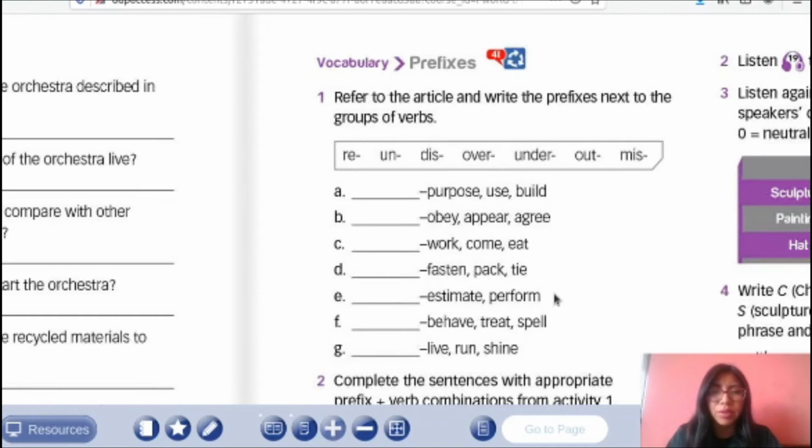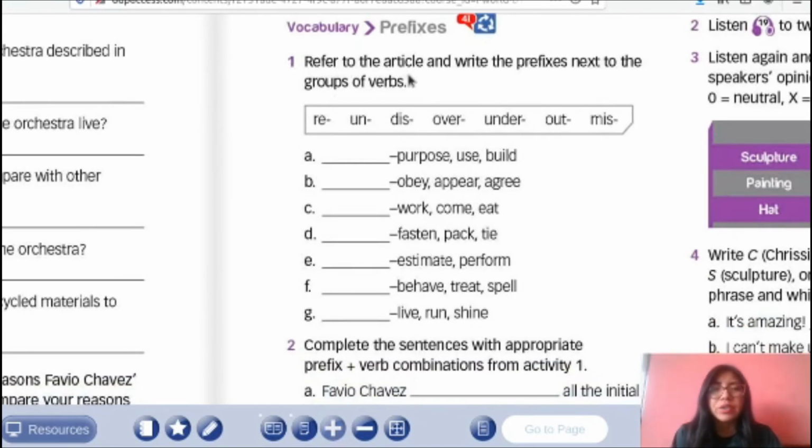It says, refer to the article and write the prefixes next to the groups of verbs. Okay, in this case we are going to work with verbs. Okay, vamos a trabajar solo con verbos. Okay, as I said before, we don't have any rule that shows us what kind of prefix we have to use. No hay ninguna regla que nos indique qué prefijo vamos a utilizar. Por lo tanto, vamos a buscar en nuestros diccionarios.